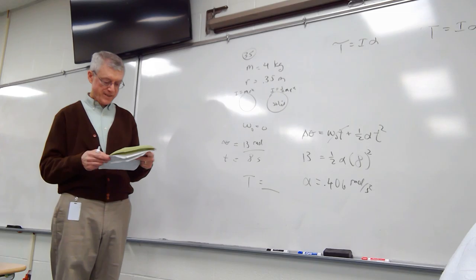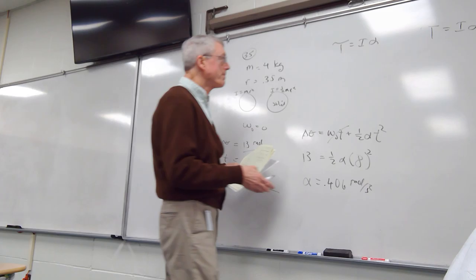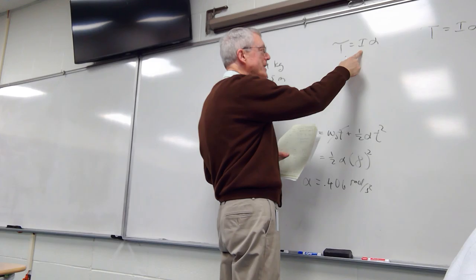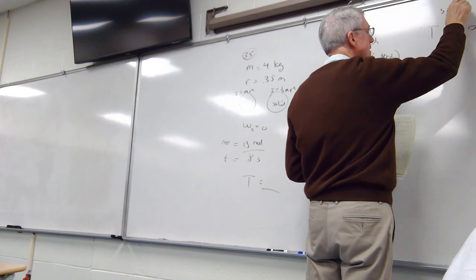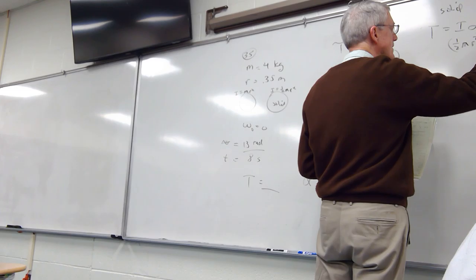But they're going to have different I's, I'm sorry, not different R's. They have different moment of inertia. So for the hoop, it's mR squared times alpha, and for the solid disk, it's 1/2 mR squared times alpha. Okay, so that's what you do.